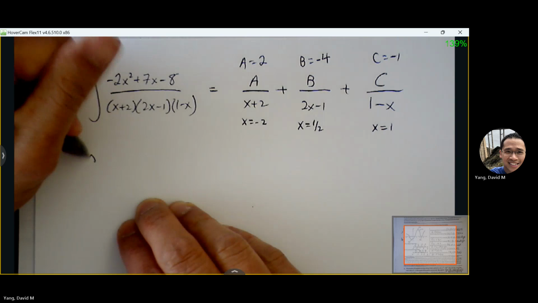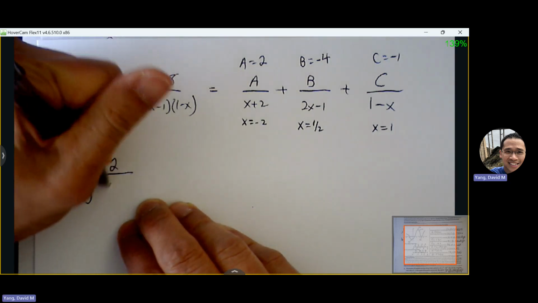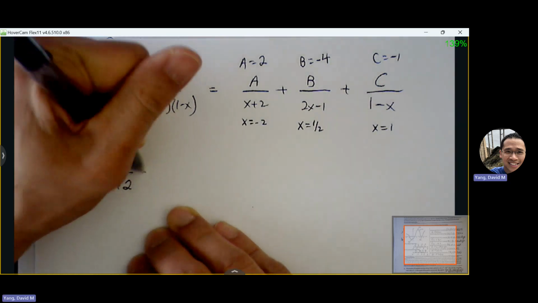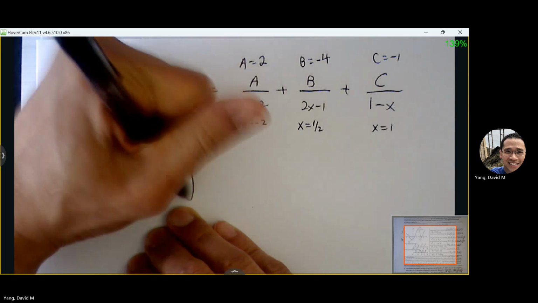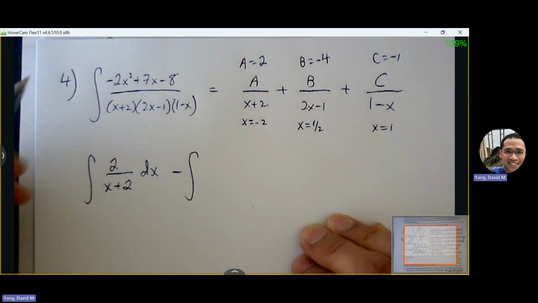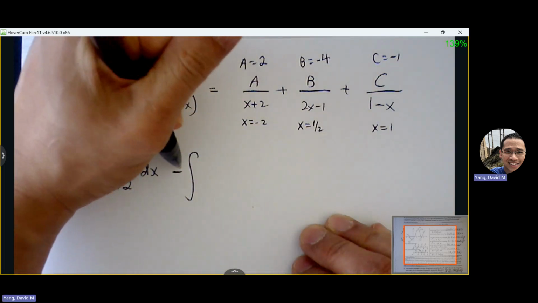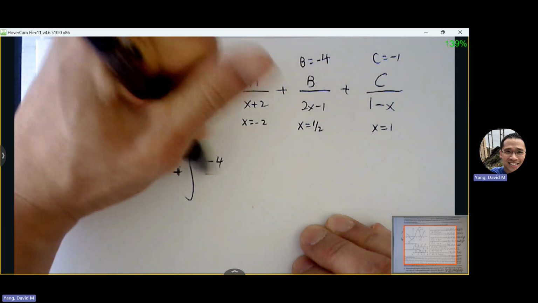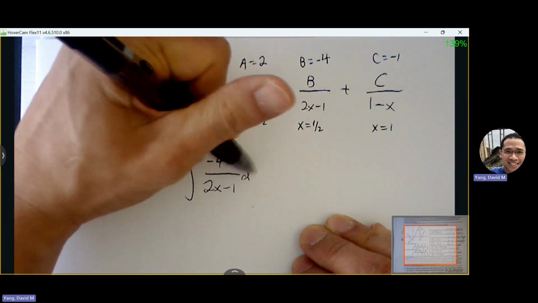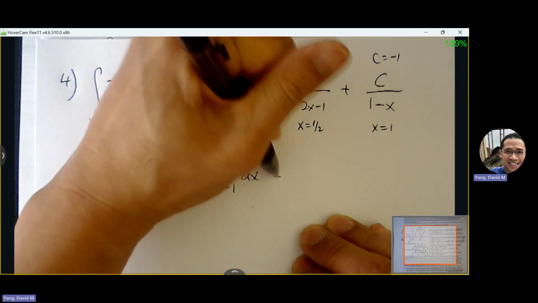So we now have 3 individual problems. You don't have to separate them into separate integrals. I just want to show that these are really just individual problems that we can all handle using u substitution.